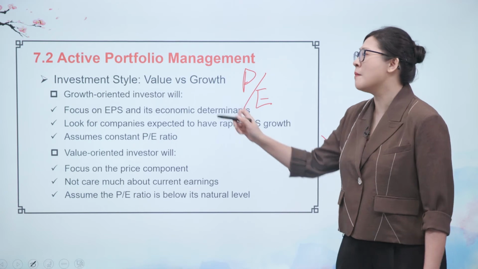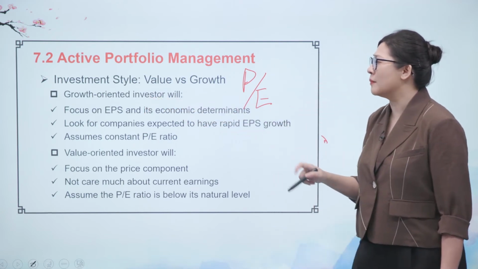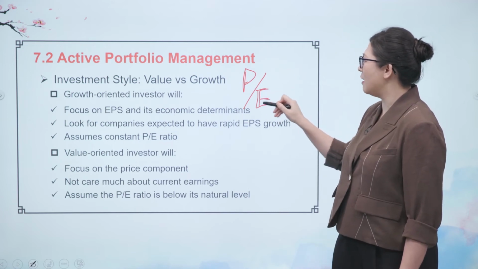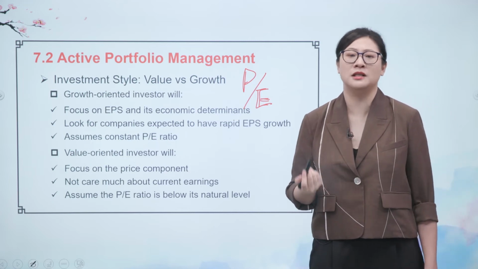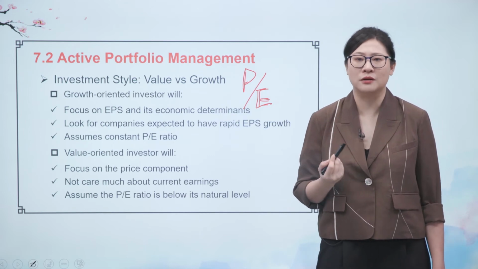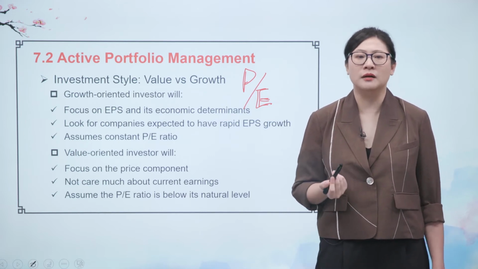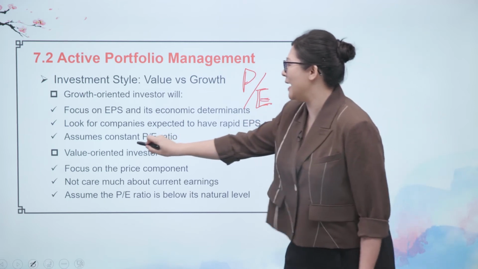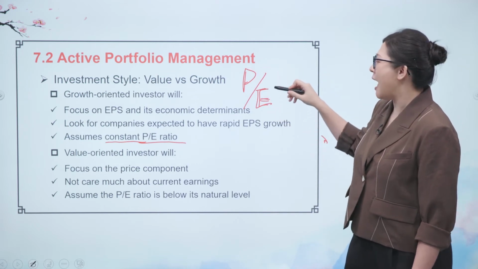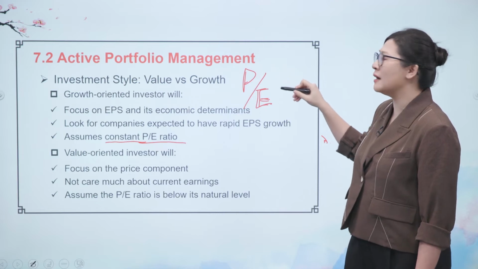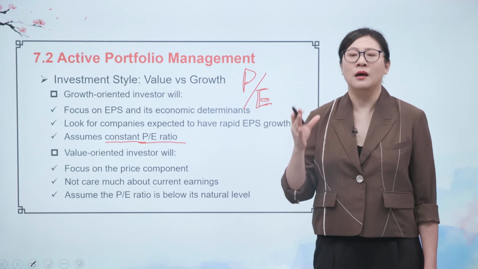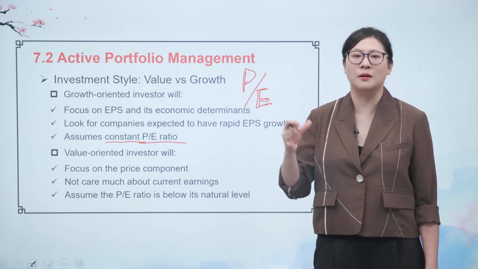Based on the growth-oriented investor, they will focus on earnings per share. So they will first focus on this earnings per share and its economic determinants. They look for a company expected to have rapid earnings per share growth. And sometimes they assume that the PE ratio is constant. So if you assume this PE ratio is constant and you expect the earnings per share to increase, definitely the price will increase. So you will find these stocks which will have a higher price.